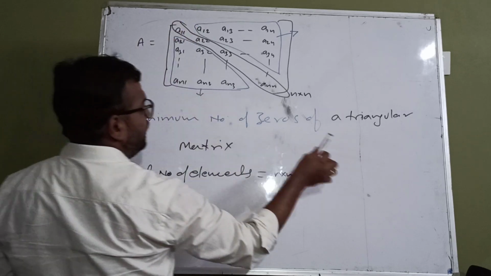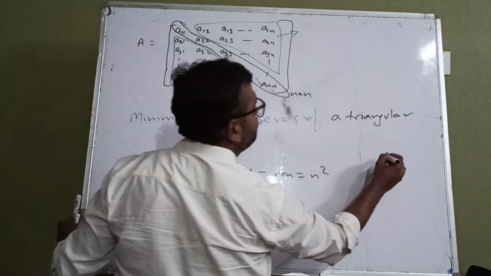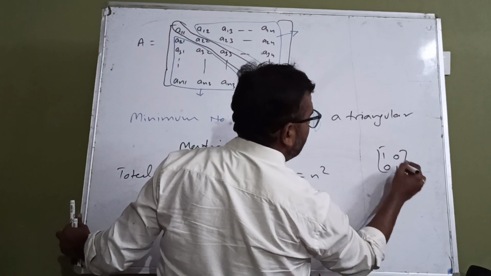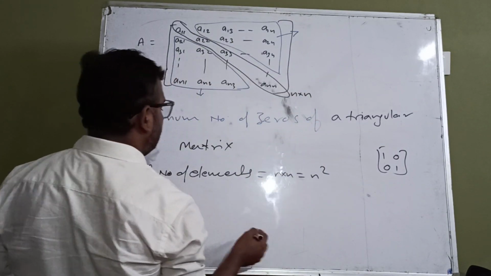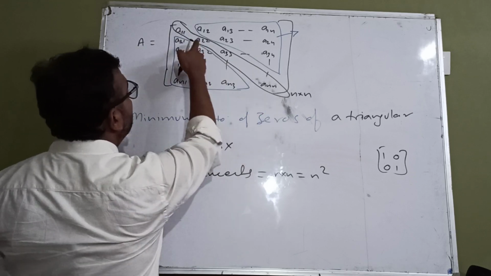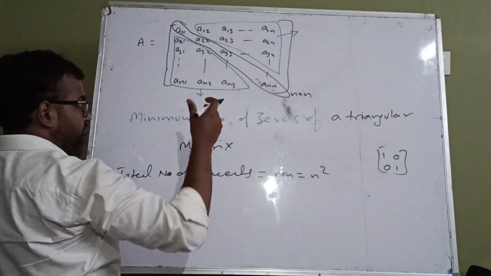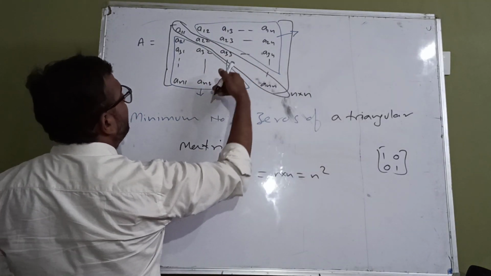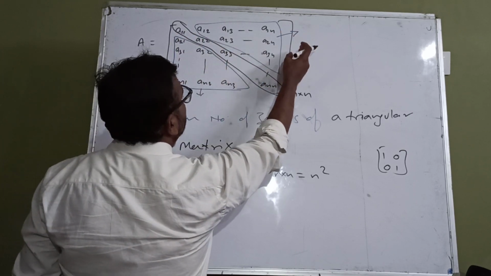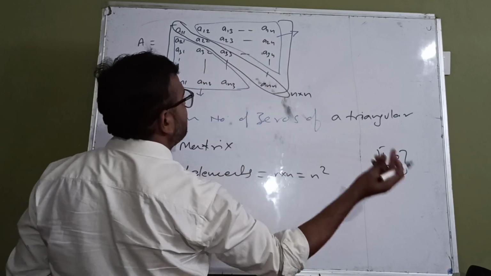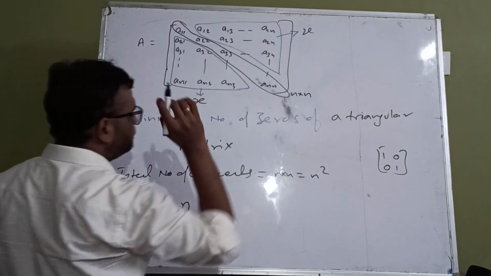Now in a square matrix, how many diagonal elements are there? If 2 by 2 order, then 2. If 3 by 3, then 3. If n by n order, then the total diagonal elements is n. We have already discussed that the elements below the diagonal and the elements above the diagonal are symmetric, so both are the same. We don't know how many elements there are. Let the number of elements be x. So here it will also be x.